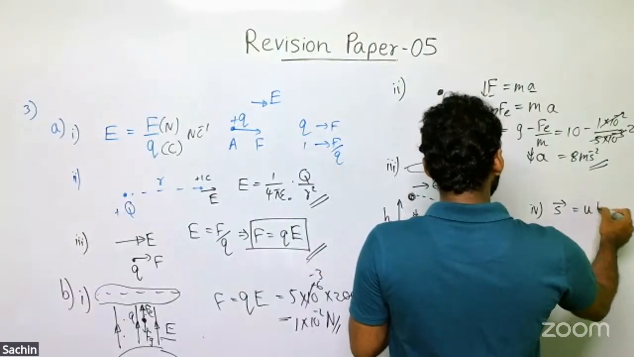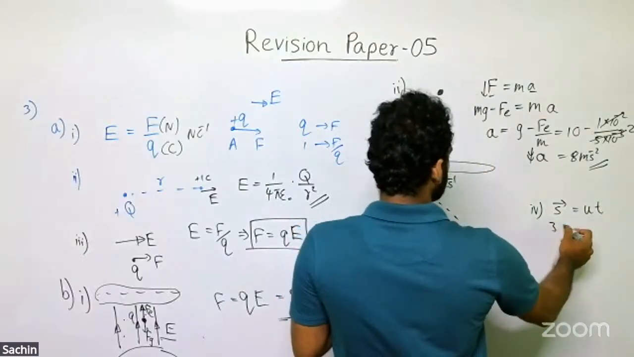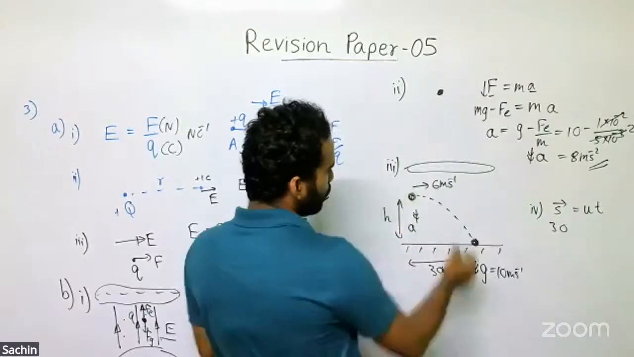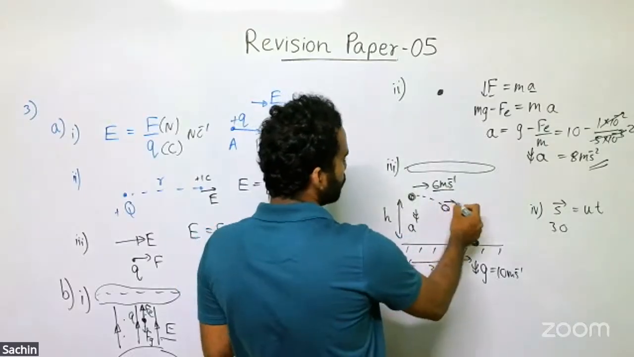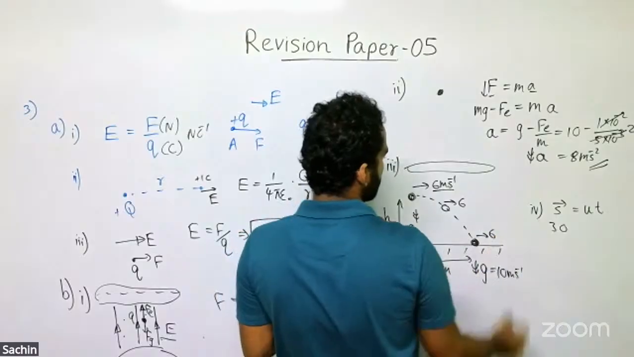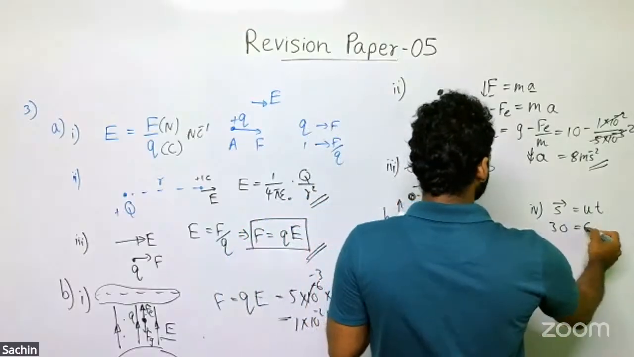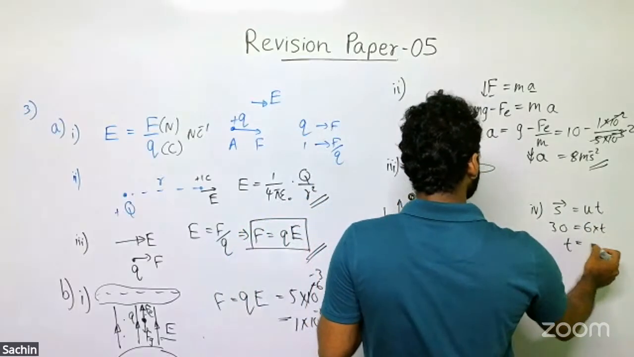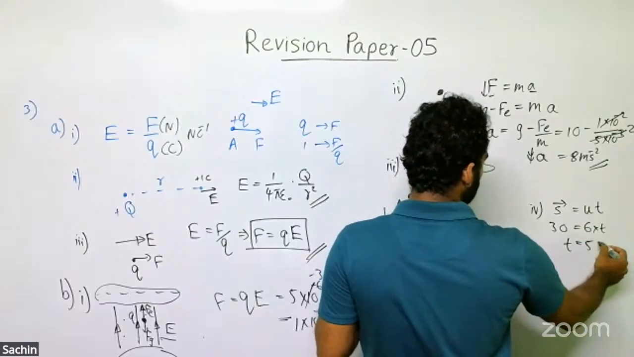So consider the horizontal motion. Horizontally, the velocity does not change. The horizontal velocity is given, so throughout the motion that velocity will be there. It will not change. So 30 should be equal to 6 times t. So the time taken to reach the ground should be 5 seconds.